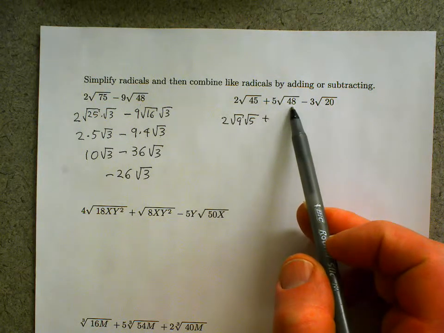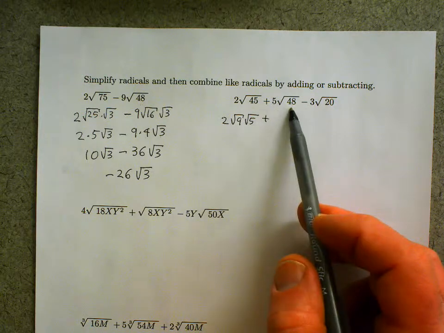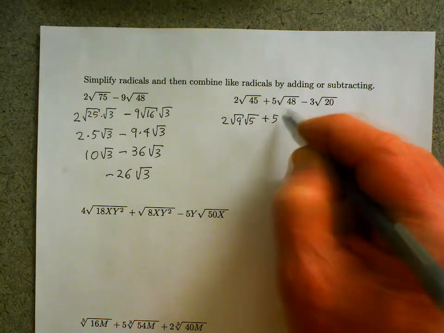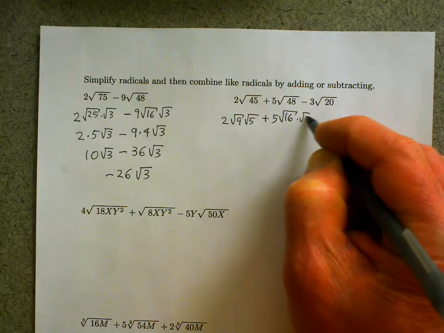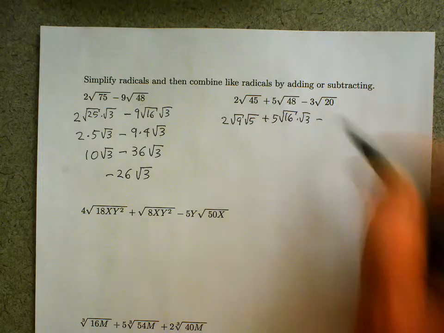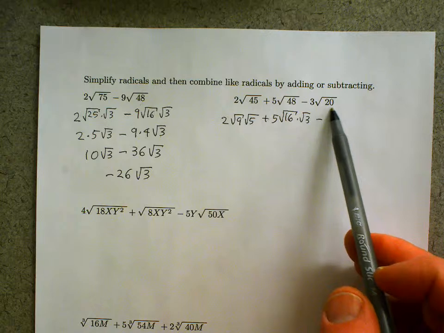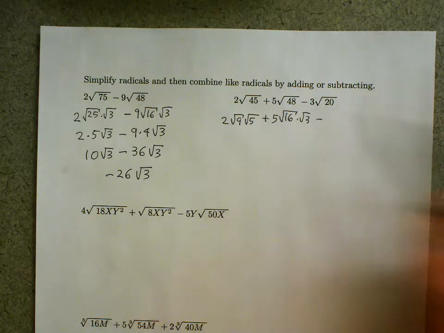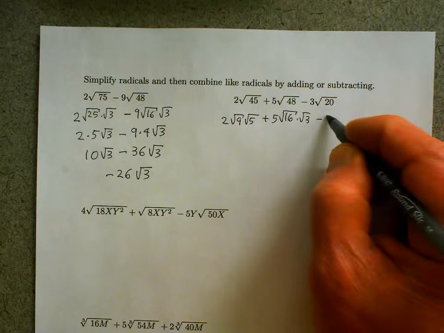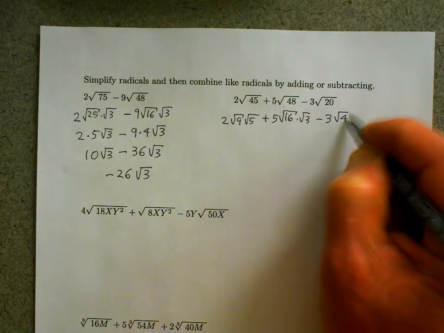The square root of 48 can be simplified. The largest factor of 48 that's a perfect square is 16. 16 times 3 is 48. So we replace 5 times the square root of 48 with 5 times the square root of 16 times the square root of 3. And then simplify the square root of 20. The largest factor of 20 that's a perfect square is 4. 4 times 5 is 20. So we replace minus 3 times the square root of 20 with minus 3 times the square root of 4 times the square root of 5.